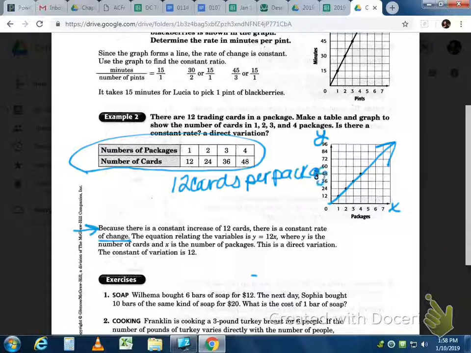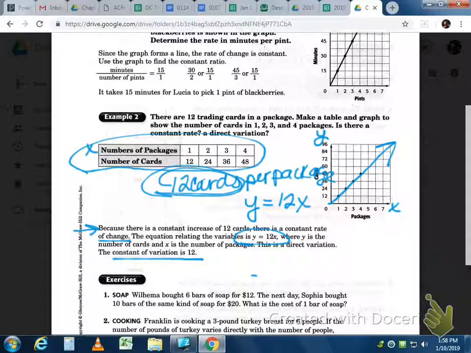If you can say that, then this is your constant ratio. And you use 12 as your constant of variation. It's really the slope. And look how you write the equation: y is 12 times x.